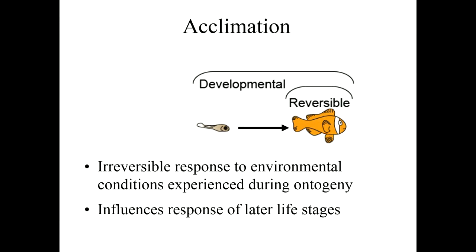We can also get developmental acclimation. And this is where there are irreversible responses to environmental conditions that are experienced during early life history, so early ontogeny. So if you experience a particular environmental condition very early in life, that can set in train a whole range of physiological processes that influence how you respond to that environment later in life, and so improve your performance in that condition later in life. And that's called developmental acclimation, and that's quite reasonably well known as well.